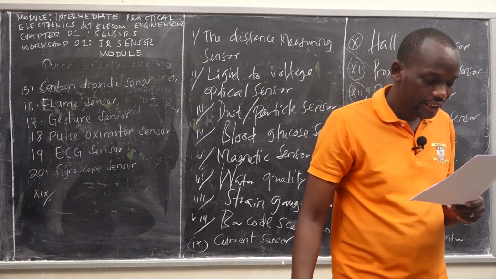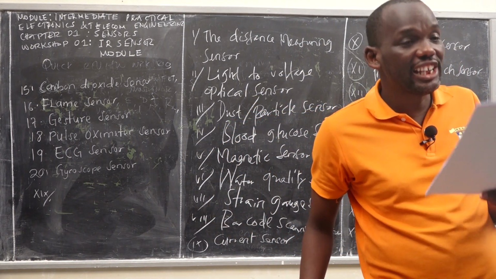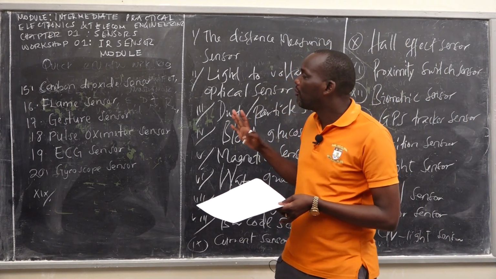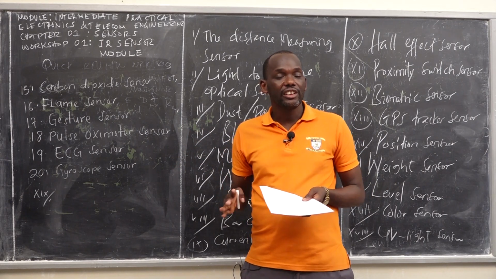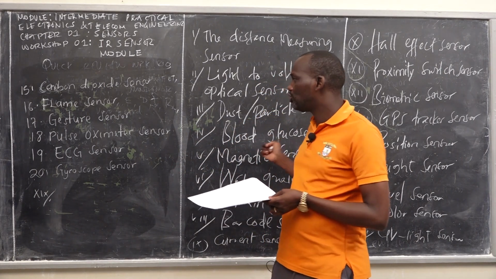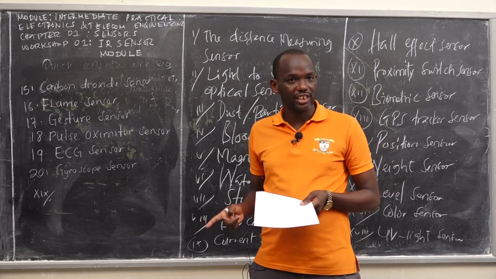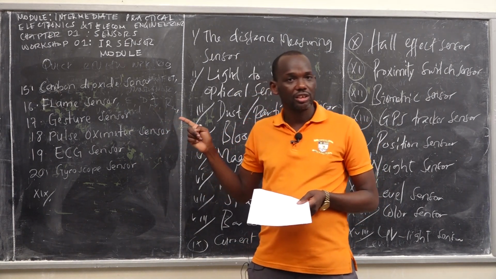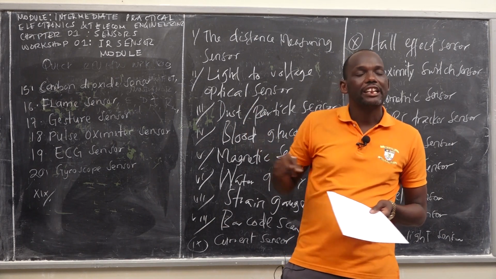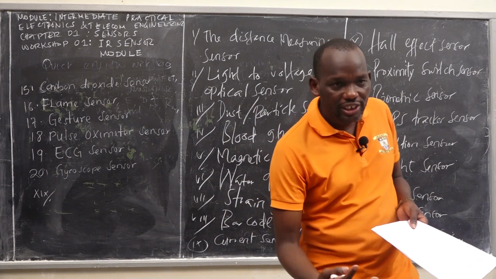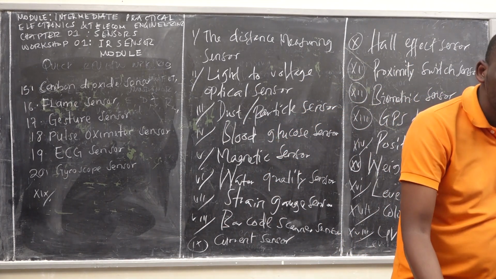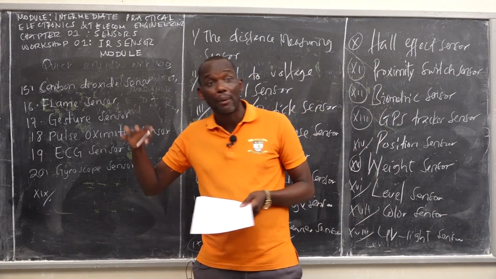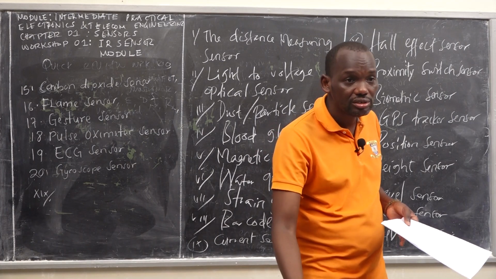Okay? The next sensor is the gas sensor. Say gas sensor. We have a number of gas sensors, more than 10. Ruben mentioned the oxygen gas sensor. Yes, it is there. Then Pili mentioned the carbon dioxide sensor. So the oxygen sensor detects what? The presence of oxygen. The carbon dioxide sensor detects what? The presence of carbon dioxide in a particular place.